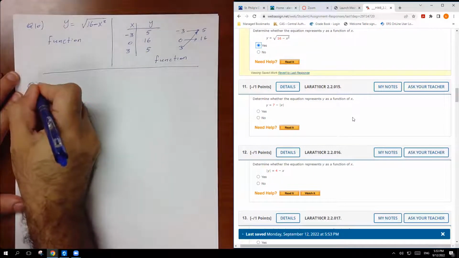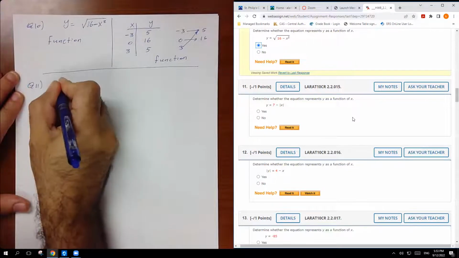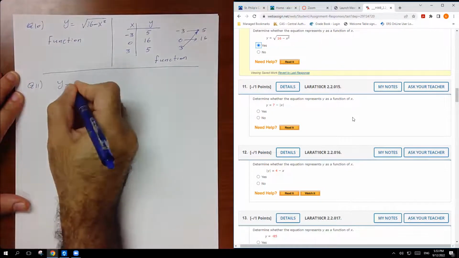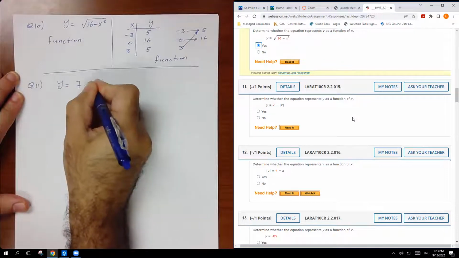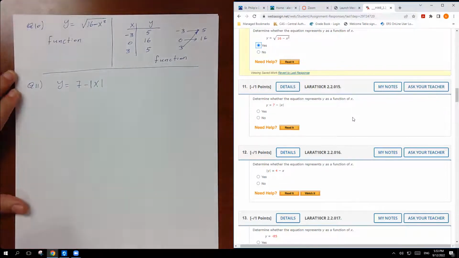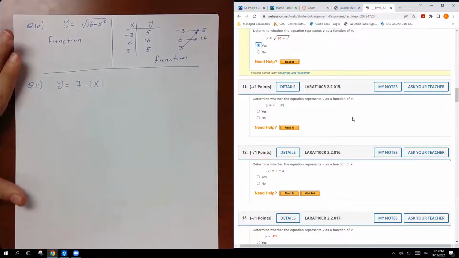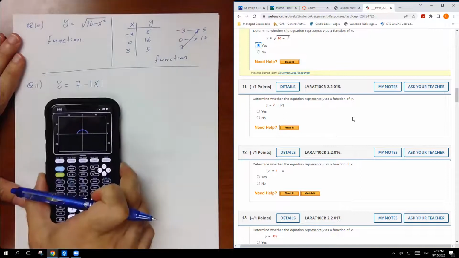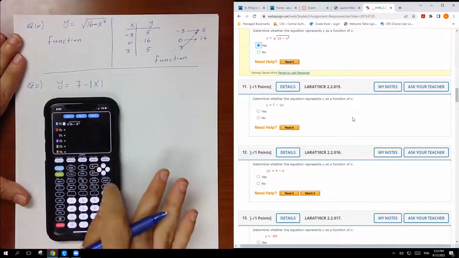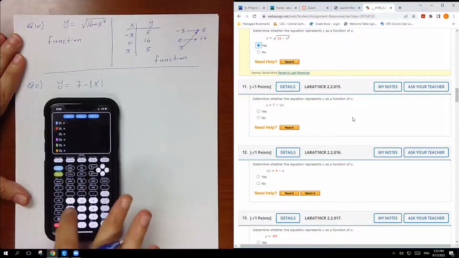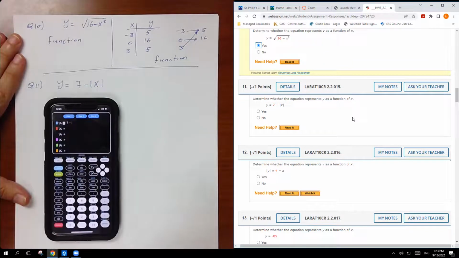So question 11 says y equals 7 minus the absolute value of x. So we're going to check that. Is this a function or no? The same thing. Let's check how we're going to graph it. We can use the vertical line test. So y equals, check here, 7 minus, how are we going to write down the absolute value of x?